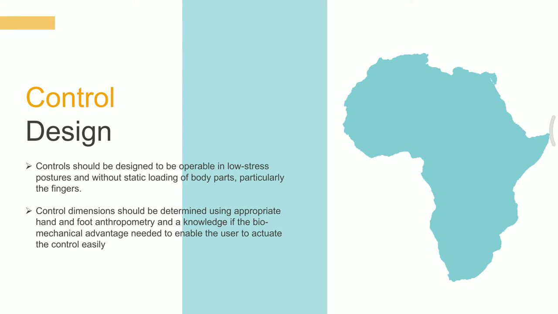The first one is control design. Controls should be designed to be operable in low stress postures and without static loading of body parts, particularly the fingers. Control dimension should be determined using appropriate hand and foot anthropometry and acknowledge the biomechanical advantage needed to enable the user to actuate the control easily.